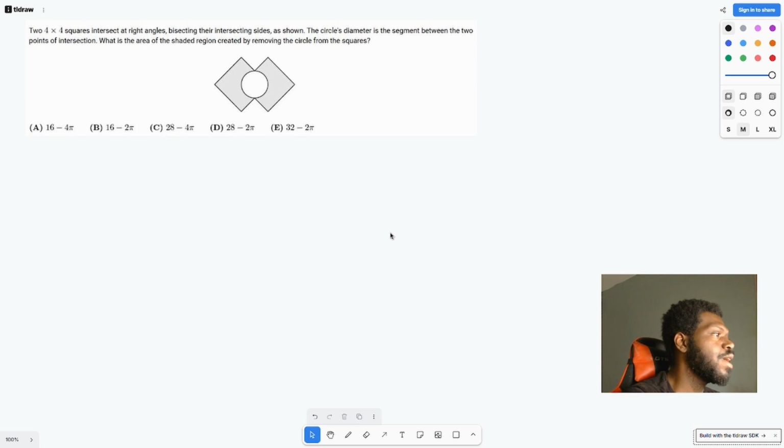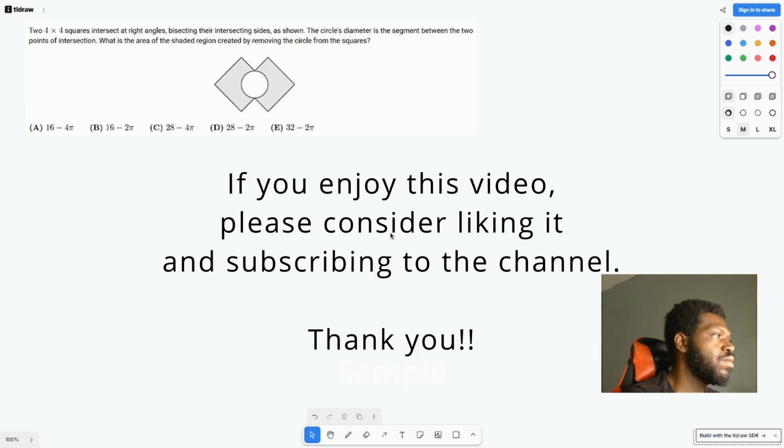This is from the AMC 8 exam from 2004, and this is problem 25. In case you're not familiar, the AMC 8 is a math competition for middle school students. With that out of the way, let's get right into the problem.